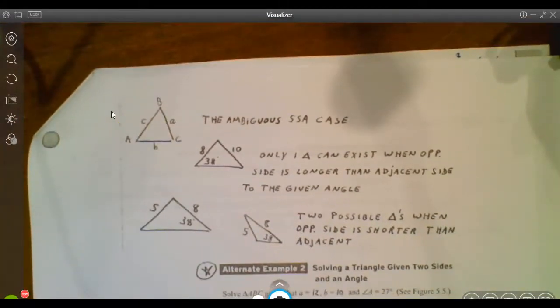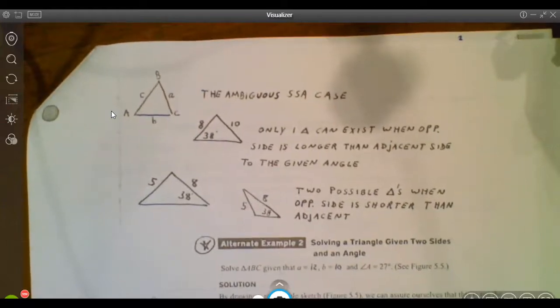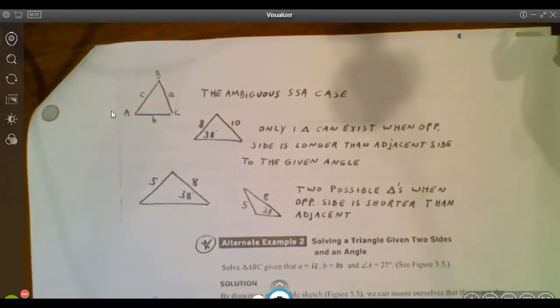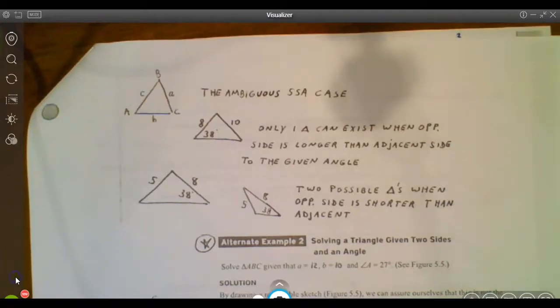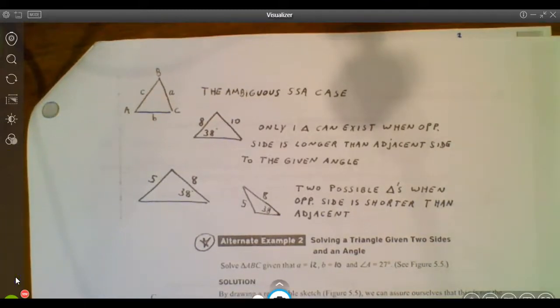So here is an interesting scenario that we are running into on this side. They call this the ambiguous SSA case or scenario. So here's what's going on with this one. We have our standard triangle, and in this problem we are given two sides and an angle, right? But it's not the included angle. It is in the order of a side-side angle ordering within the values.